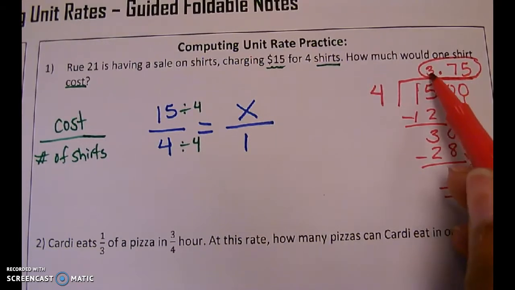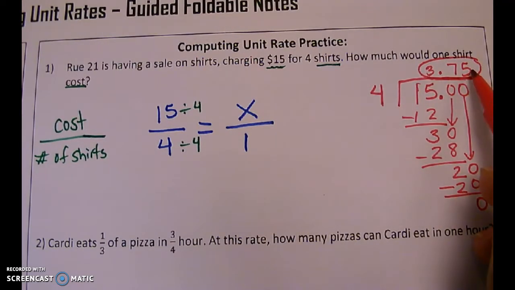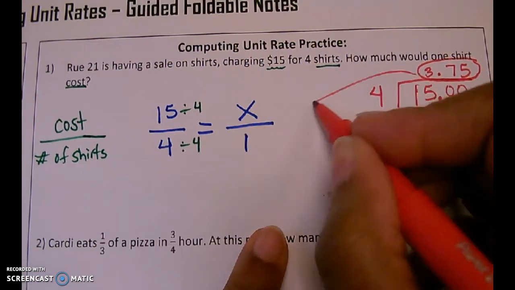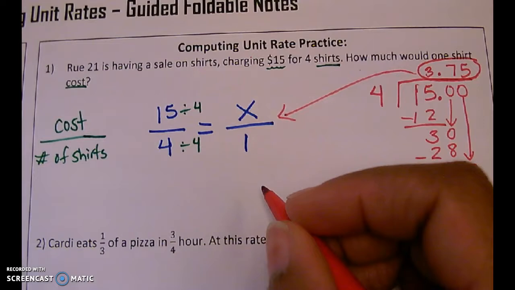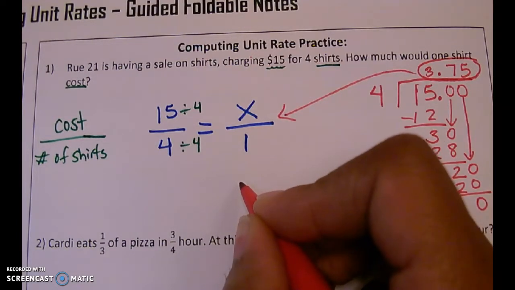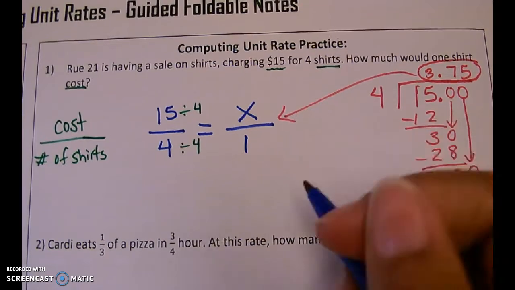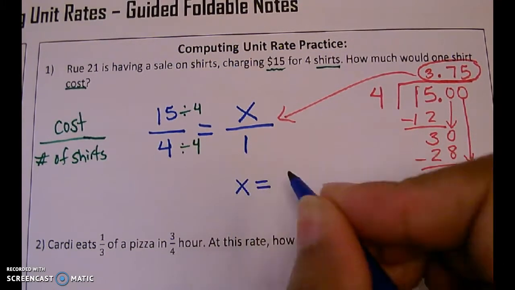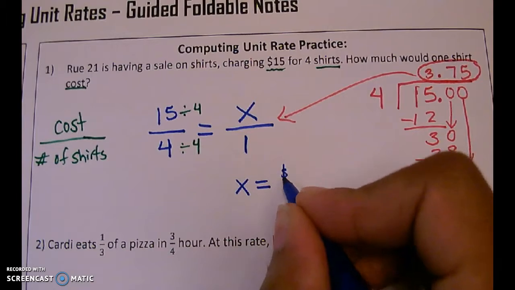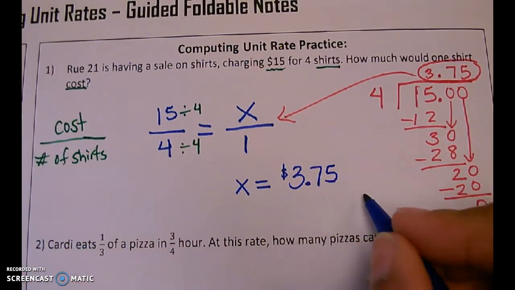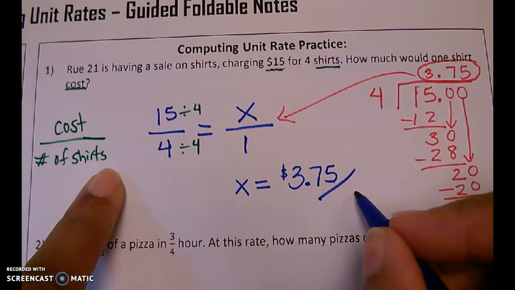Now I have this answer, 3.75. So this 3.75 is actually going to be my x. Okay? So how do I write that? I'm going to represent that by saying that x equals $3.75, which is the cost per shirt.